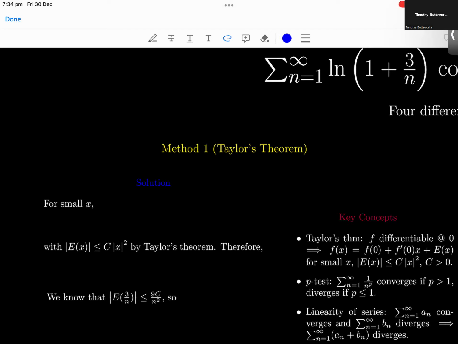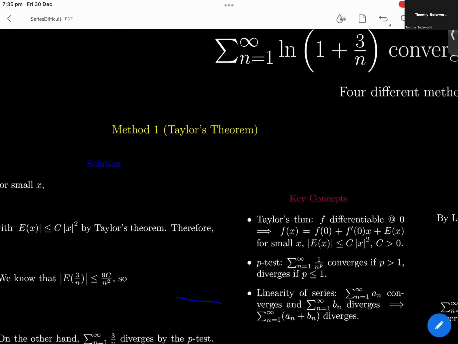Well, when n is large, that means that 3 divided by n is really quite small. And so we're looking at the natural logarithm of 1 plus a really small number. Do we have any tools that will allow us to gain some insight into what these terms are for n really large? Well, it's Taylor's theorem that will help us do this. So Taylor's theorem, I've got this written over here.